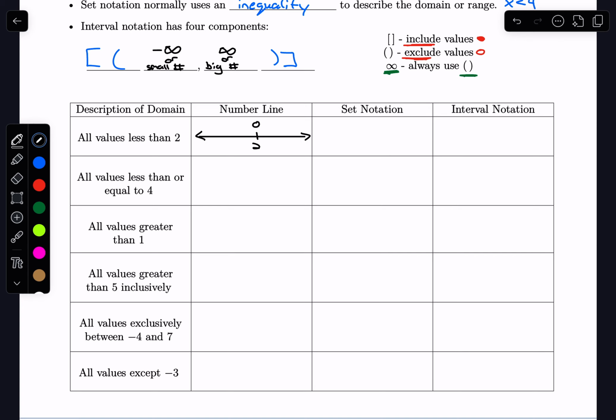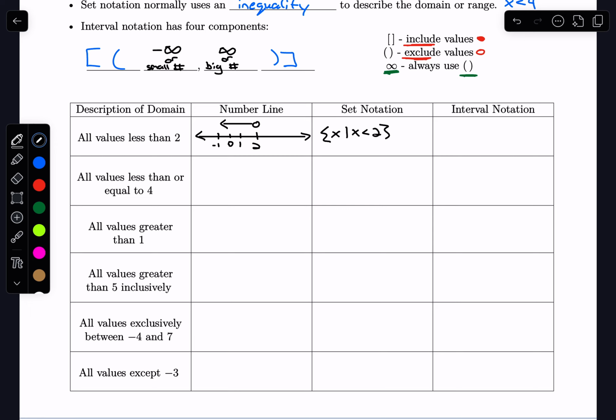So I would put an open dot at 2 and all values going off to the left because less than is in the negative direction. So for example, to the left, it might go 1, 0, -1, all the way down. So all values less than 2 are all the values to the left of 2. As a set, we could say that this is the set of all x such that x is less than 2 with an inequality like that.